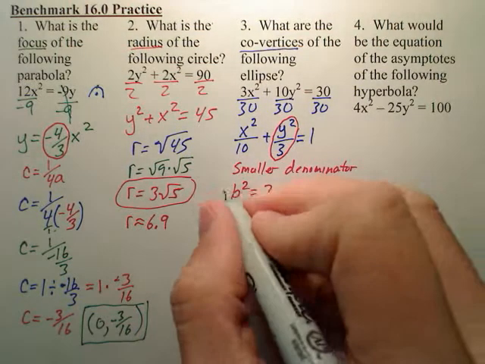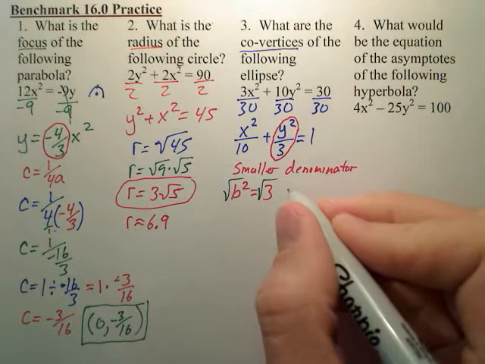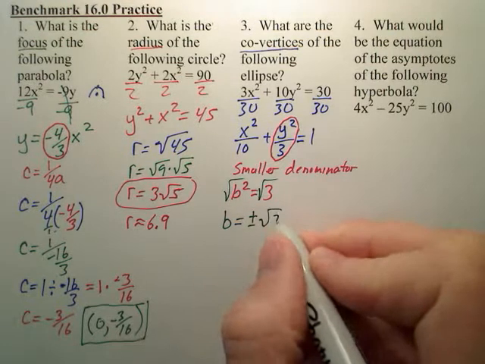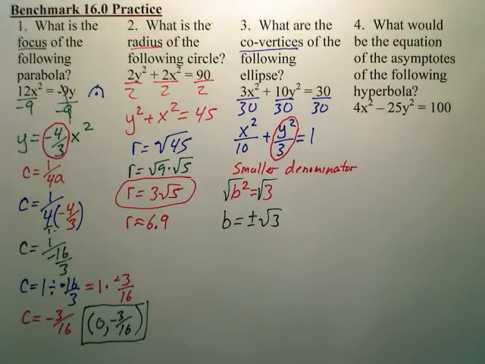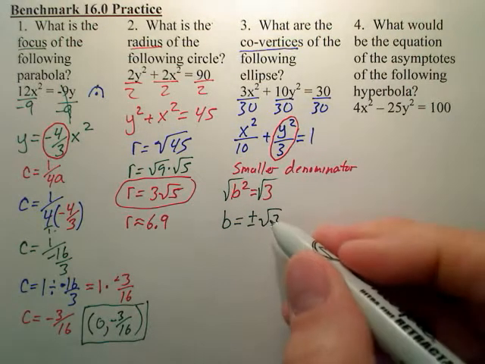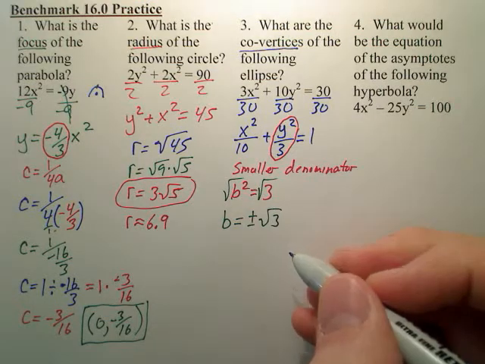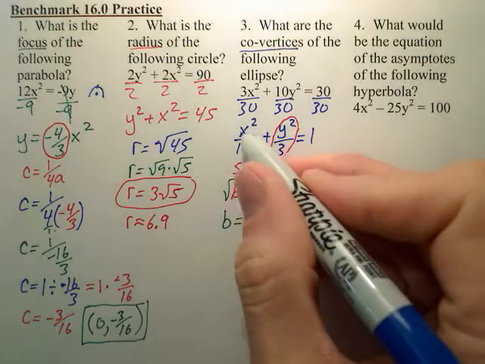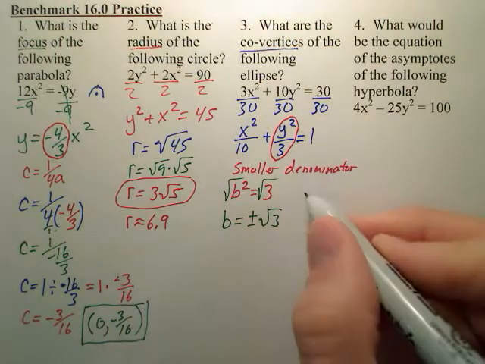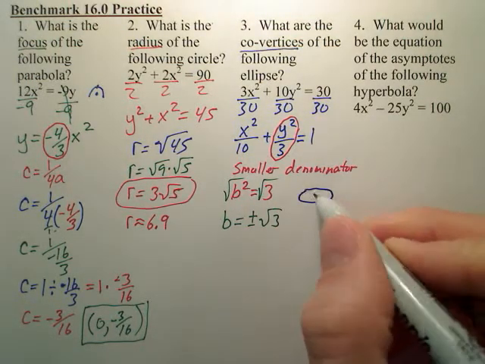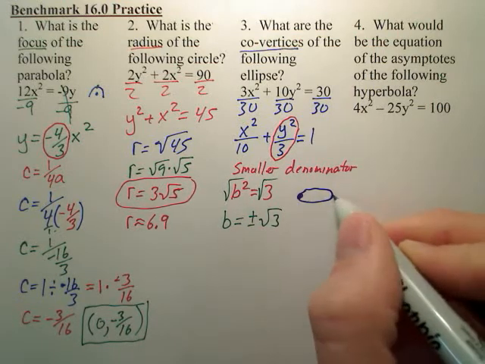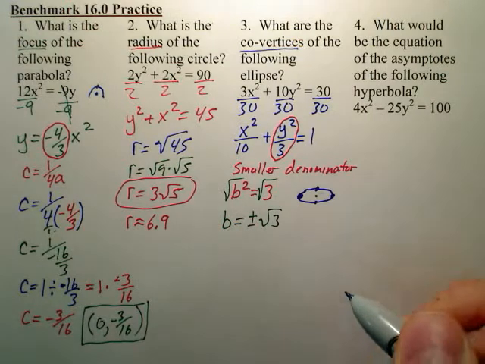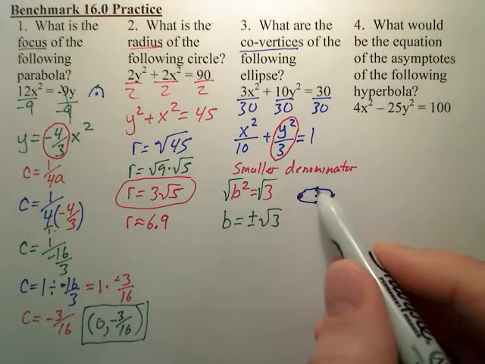So if you square root both sides, what you get is b equals plus or minus the square root of 3. Now the next question is, okay, good, that's the distance from the center. Let's think about this graph real quick. Since the x is the bigger number, this graph kind of goes like this. The vertices are here, the co-vertices are here. That's your center at 0, 0, because of the bigger numbers and the smaller numbers.